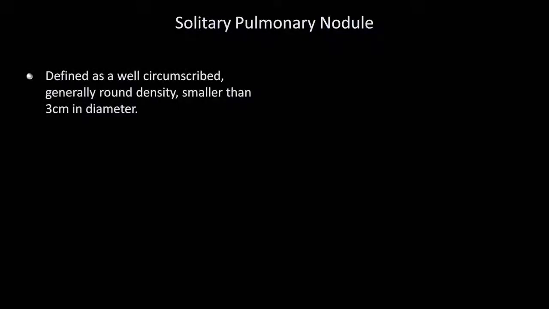Let's move on to discuss pulmonary nodules. The entity of a solitary pulmonary nodule is defined as a well-circumscribed, generally round density, smaller than 3 centimeters in diameter. If it's larger than 3 centimeters, it's referred to as a lung mass, though the differential diagnosis and general approach is largely the same.